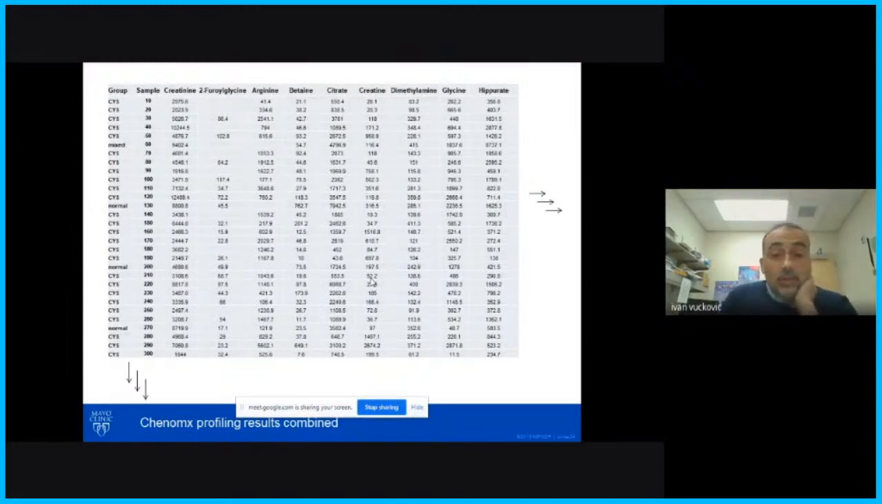When you export the data from profiled spectra in Chenomx, you can get a data table like this, and you can see that for phenylacetylglycine, there are a lot of values profiled. And for other components, most of them have been profiled in all of your samples, and that is a nice data set that you can use later in statistical analysis. But as I mentioned, the problem with this is that it is time consuming.